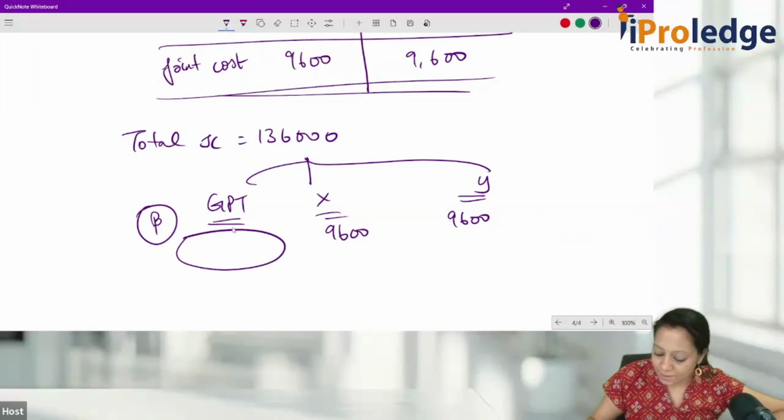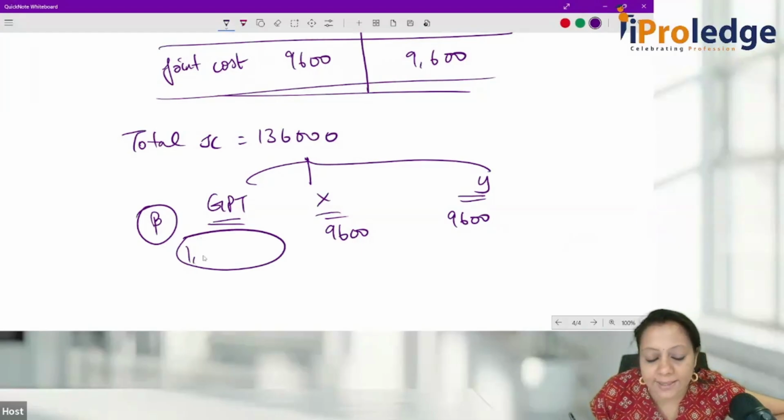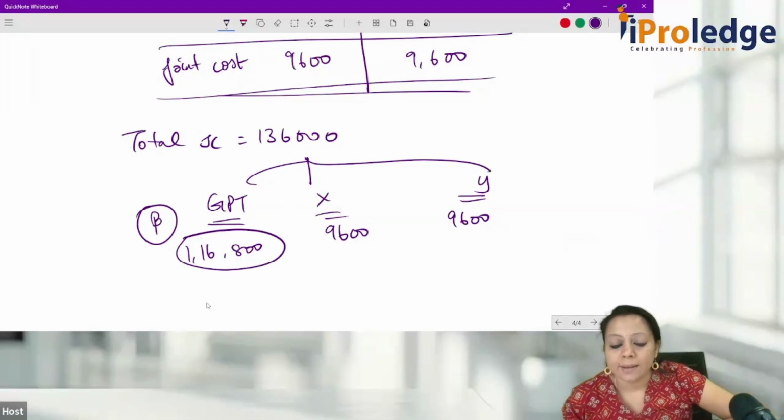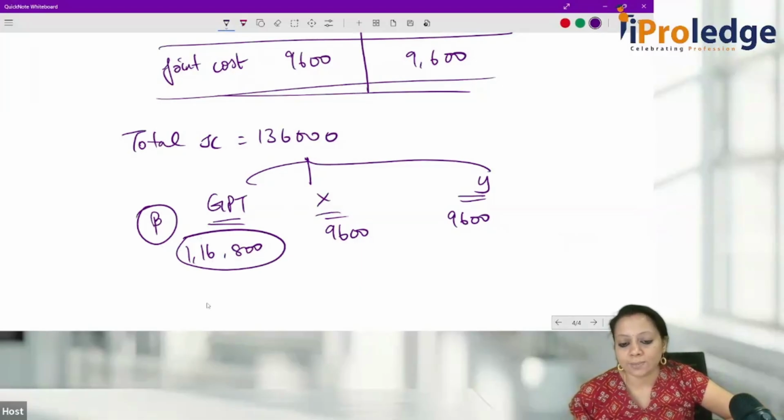for GPT. So 9,600 into 2 minus 1,36,000, that is 1,16,800. This is the joint cost for GPT. So when they don't give it, this is how generally we find it out. And the name given to this is called the reverse cost method. That's it.